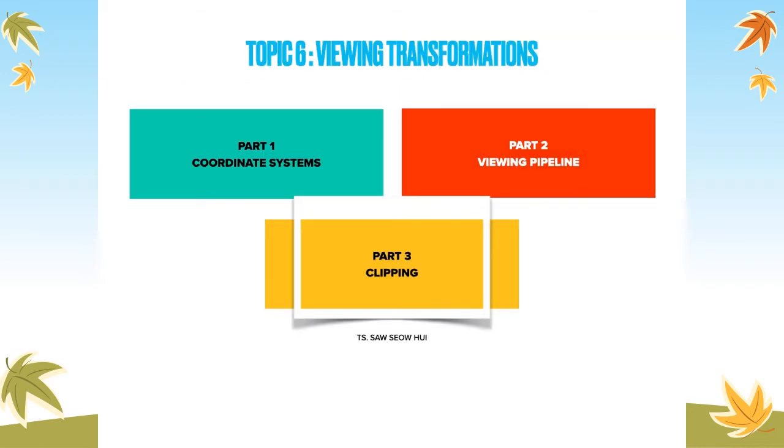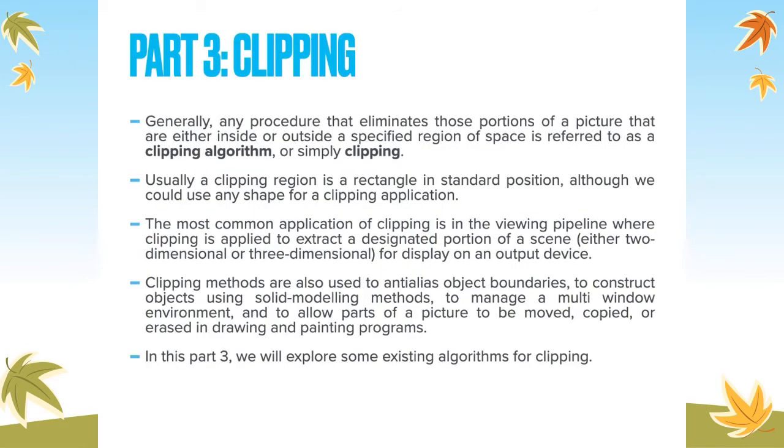Last but not least, we will look at clipping in part 3. Generally, any procedure that eliminates those portions of a picture that are either inside or outside a specified region of space is referred to as a clipping algorithm, or simply clipping. Usually, a clipping region is a rectangle in standard position, although we could use any shape for a clipping application.